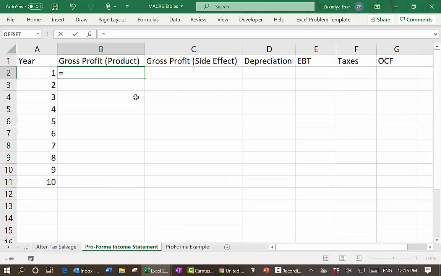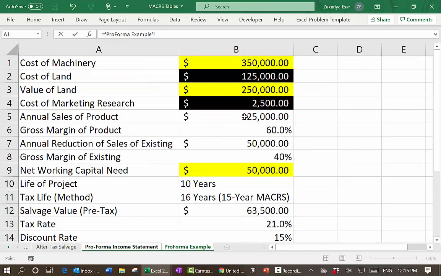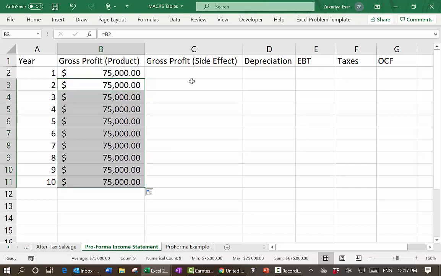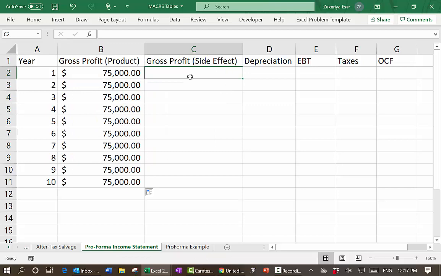Gross profit from the product is 60% of the sales. Of course, in this example, it's the same for every year. So let's just calculate it down. But we also have a side effect.